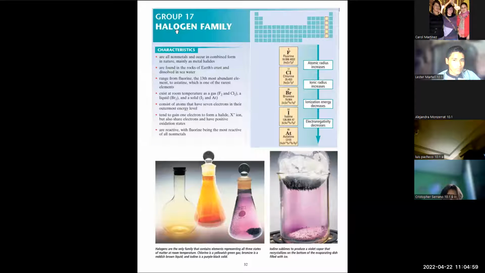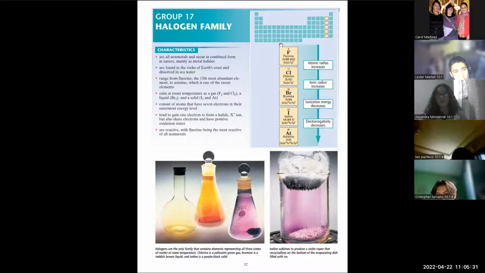The halogen family is that group of elements that is right before the noble gases. The noble gases is the last group. And this halogen family contains these elements: fluorine, chlorine, bromine, iodine, and astatine. These are very common elements, and we're going to be working with them a lot in the practice problems. The halogen family is one of the most common ones, and it's going to be used very often.